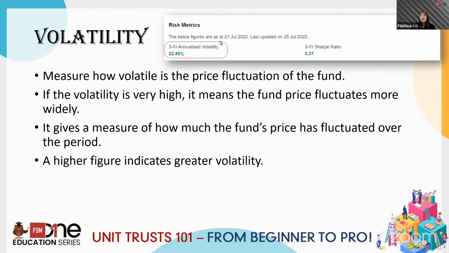The volatility metric will let investors know how volatile the price fluctuation of the fund is. So if the volatility is very high, it means that the fund price fluctuates more widely. It gives a measure of how much the fund price has fluctuated over the period. So a higher figure will indicate a greater volatility.